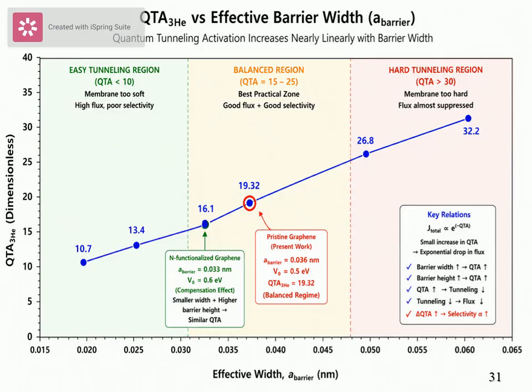Now, let's see how barrier width affects the tunneling. This slide shows the QTA values for helium-3 as we change the barrier width. A narrower barrier gives a QTA of approximately 10, easy for tunneling but low selectivity. Our barrier is about 0.036 to 0.040 nanometer, giving QTA 16 to 19, a balance of good flux and selectivity. A wider barrier gives a QTA of more than 26. It gives high selectivity but no flux. We choose about 0.036 nanometer for the best balance.